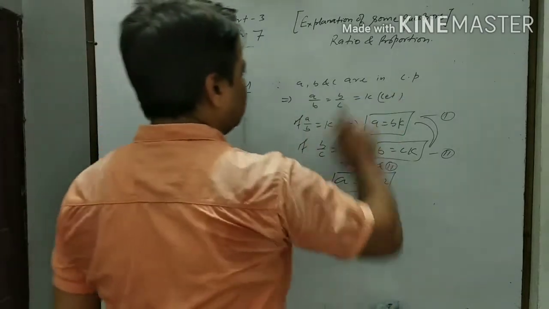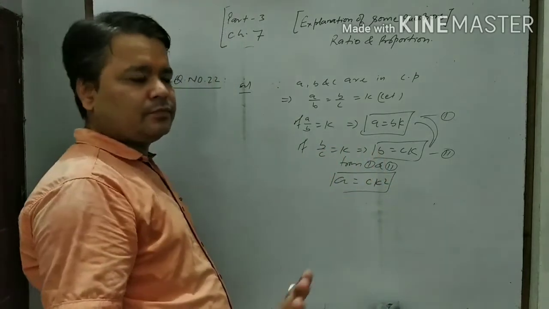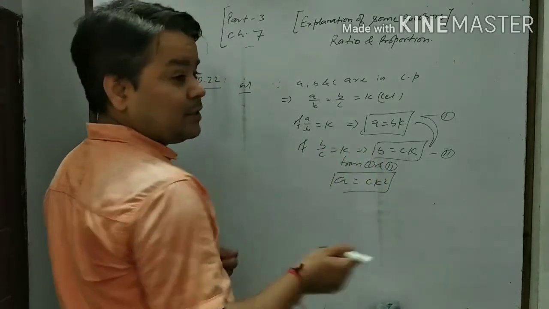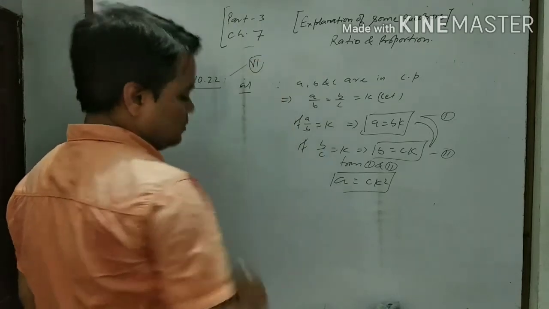Means A, B, C are in continued proportion. Then we can write it this way. Okay, now I forgot to write the question. What is the question? That is question number 6.